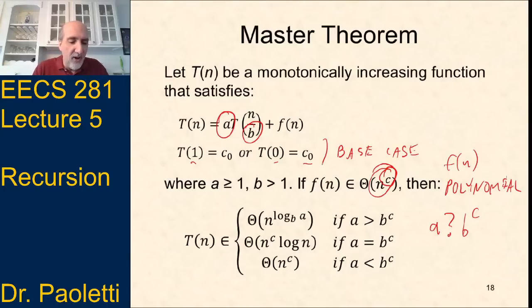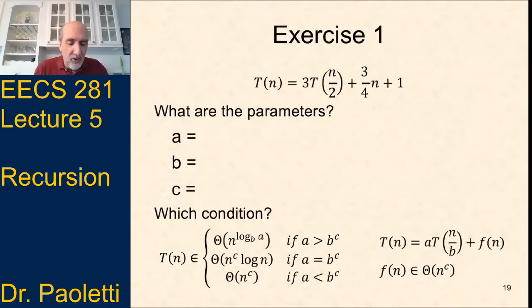Okay, so there's our rules. What we want to do here is a few exercises, and I've got everything we need written out. So here's our T of n, and I wrote almost everything. I didn't write the base case. Let's assume there's a base case. I've given you everything you need here.